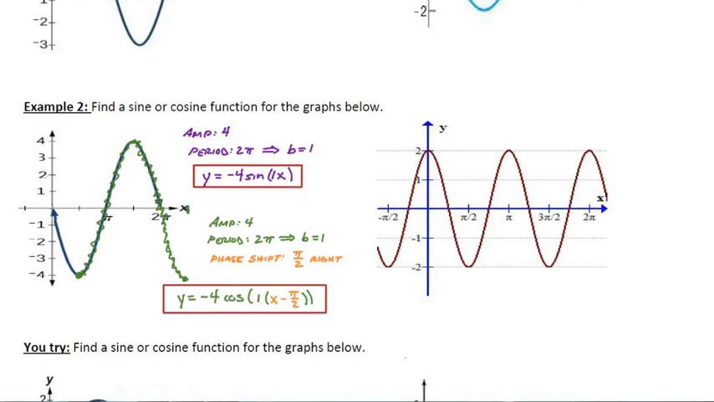I just wanted to point out that there are more than two answers. You could think about this periodic function, since it does go forever in both directions. There are lots of different answers that you could write, but I'm just going to go back to the green function here for my cosine, just so you have that as a reference.